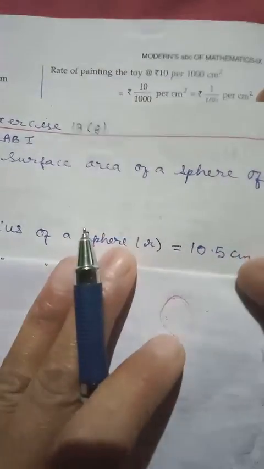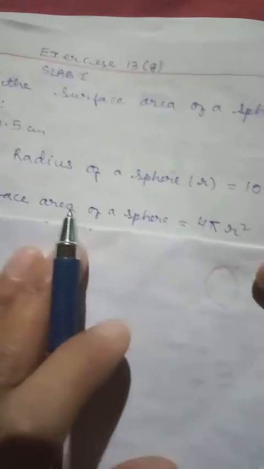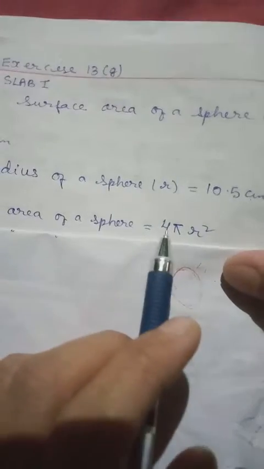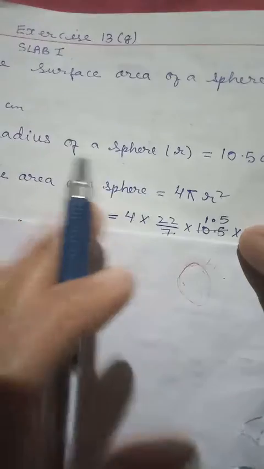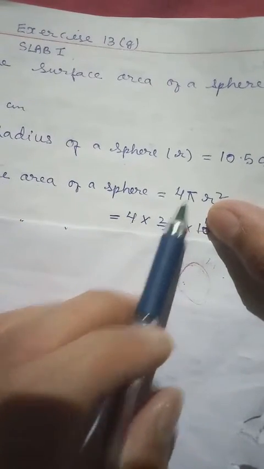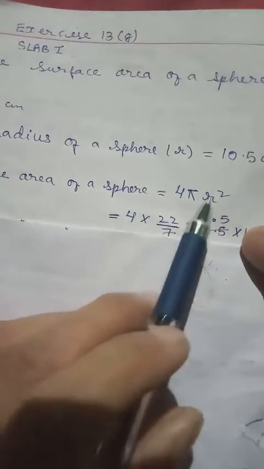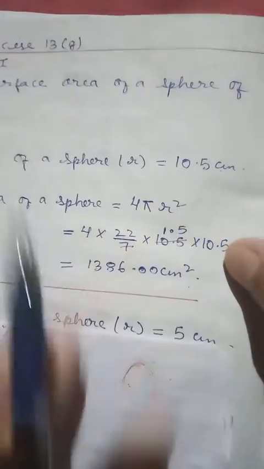The radius of the sphere is already given to be 10.5 cm. We can take that as small r. We want to find the total surface area. We know the formula to be 4 pi r square. Now we can use it directly. So 4, let it be the same. Pi, we know, is 22 by 7. R is already given, 10.5. Here we have r square.